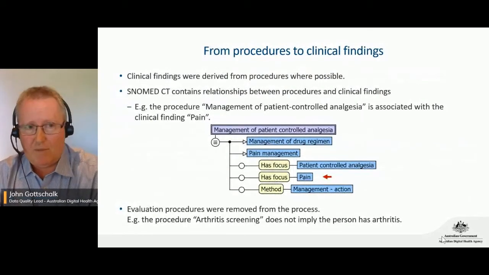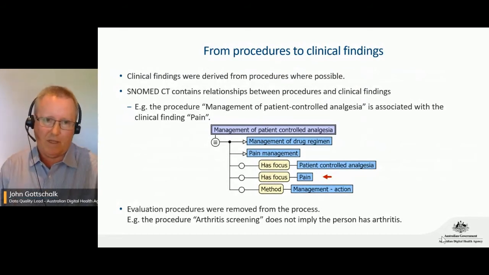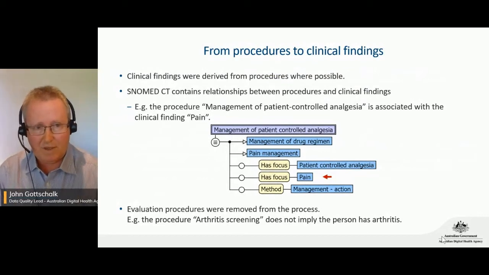So procedures, and why do we use procedures? Well, some of the text that we examined was actually written as a procedure. For example, clinical indications were sometimes written as a procedure. But what we did was use the tool to use the relationships recorded in SNOMED that map procedures to clinical findings. So, for example, the procedure, management of patient-controlled analgesia, is associated with a clinical finding of pain.